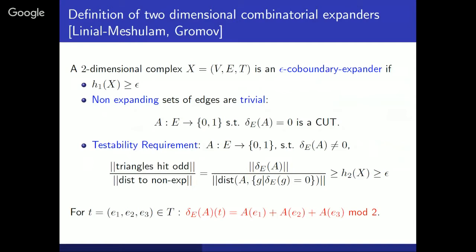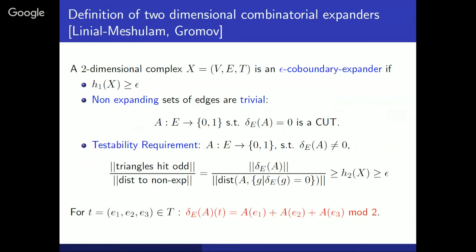We require that the non-expanding sets are only the trivial ones, as we had in the one-dimensional case. So now we have a set of edges, and we look at its boundary, and the boundary gives values to the triangles. Each triangle gets the value by summing up the edges along it, and a set of edges will be non-expanding if the boundary is zero. And then what we say is that we allow only cuts to be non-expanding.